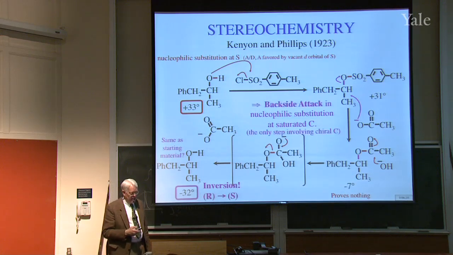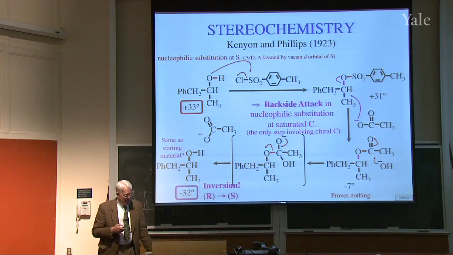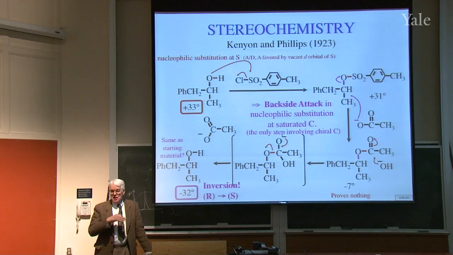It inverted the configuration. And so we know that in this kind of reaction, there is backside attack on the carbon, the kind we anticipated, although nobody could have thought about it in 1923, on the basis of a sigma star orbital being attacked where it's big. Okay, so backside attack in nucleophilic substitution at saturated carbon. And notice in this scheme, that's the only case where you broke a bond to that carbon. That's the beauty and the design of the scheme.